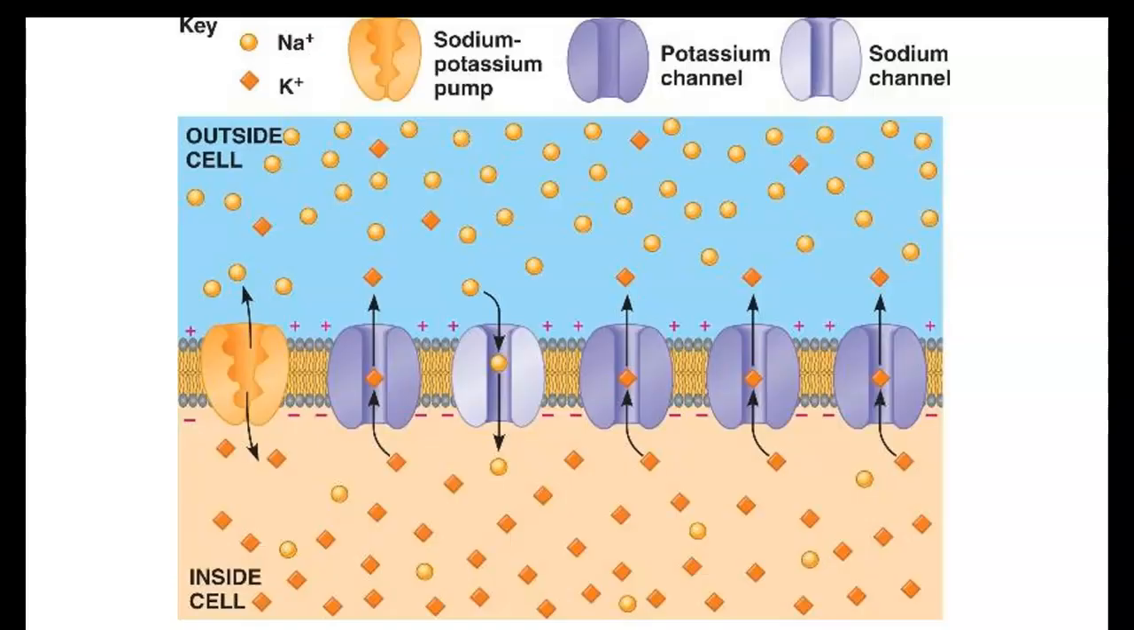If you notice, sodium is more prevalent on the outside of the nerve cells than on the inside. We have much more sodium outside than inside. Another way of stating that is that the extracellular environment has more sodium and the intracellular environment has more potassium. You can see that from this diagram.